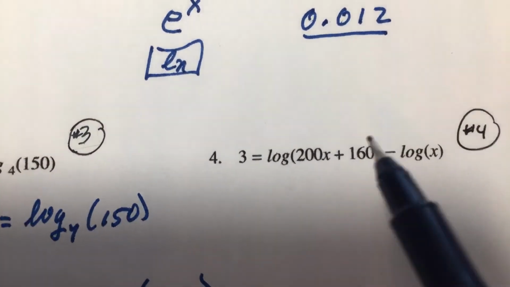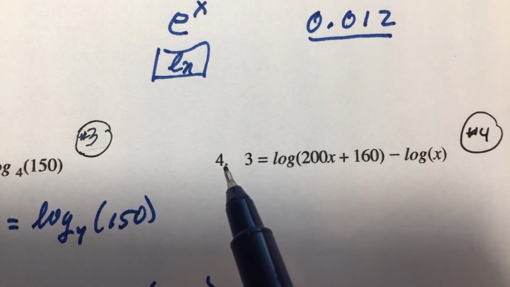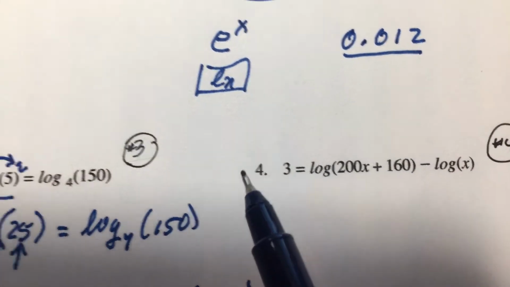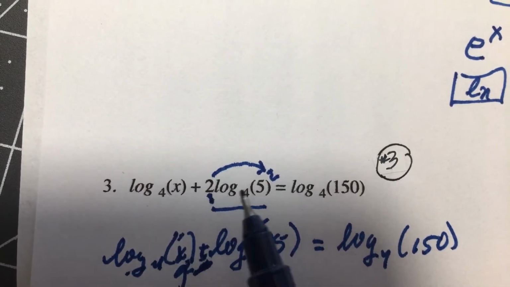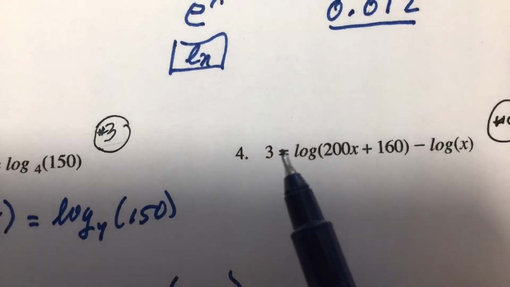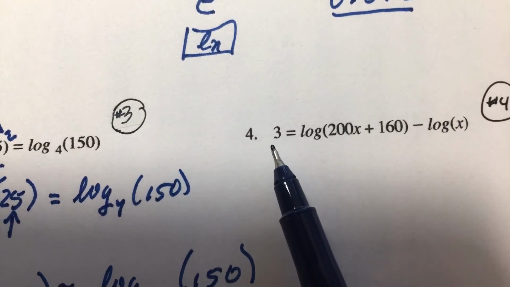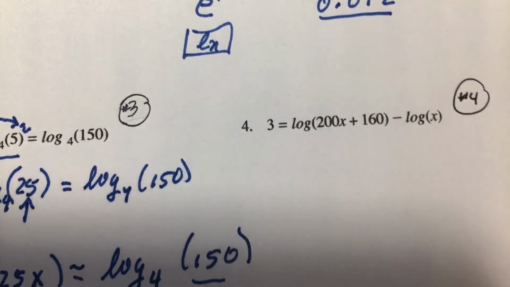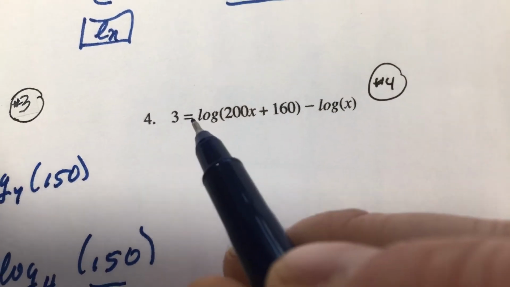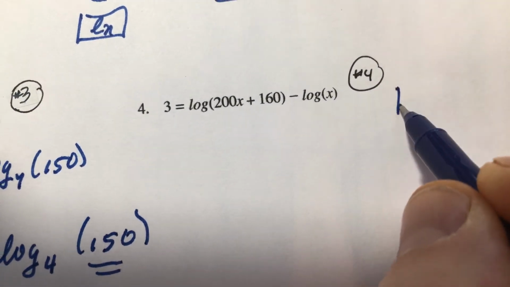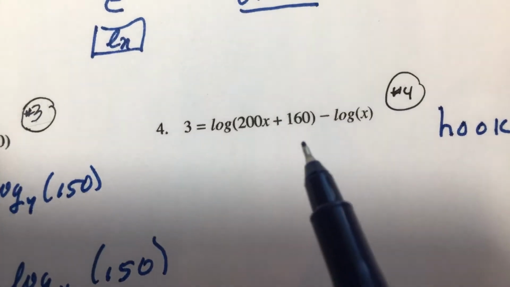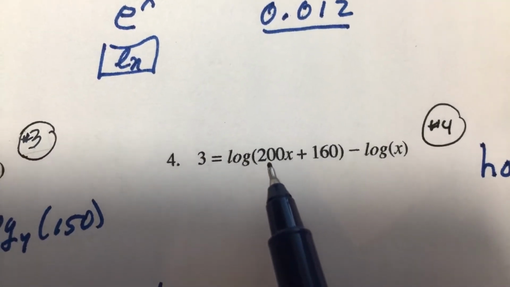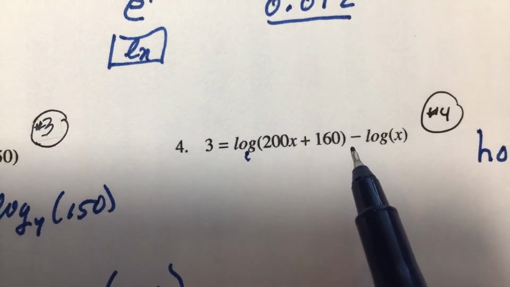Then number 4, the difference between number 4 and number 3 again. Now remember on number 3 we had logs everywhere. Over here you see how this 3 doesn't have a log. All right. So eventually, we're getting ahead of ourselves a little bit, but eventually we're going to do the hook, if you remember the hook. I'll show you here in a second. But on this side we have a log minus a log.